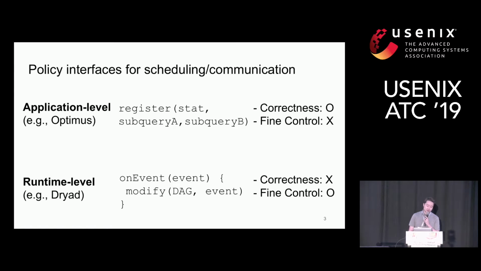The existing approaches are either application level or runtime level. Runtime level approaches allow for direct modifications to the runtime DAG and provide fine control over scheduling and communication behaviors. However, they do not ensure that the optimized execution produces equivalent results as the original execution, whereas the application level approach ensures the correctness. However, they do not provide the same level of fine control.